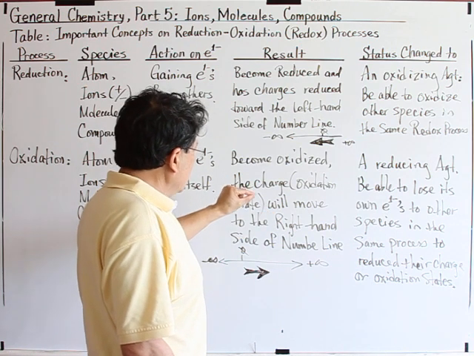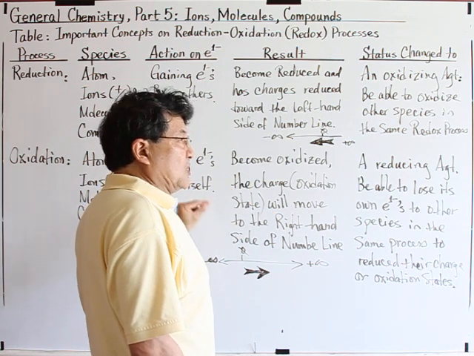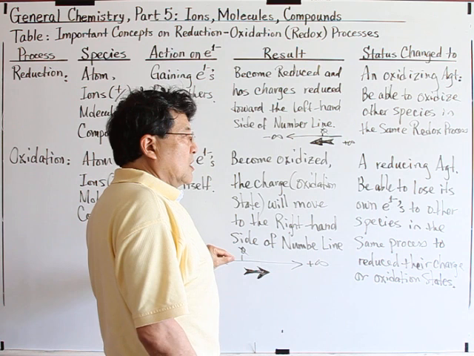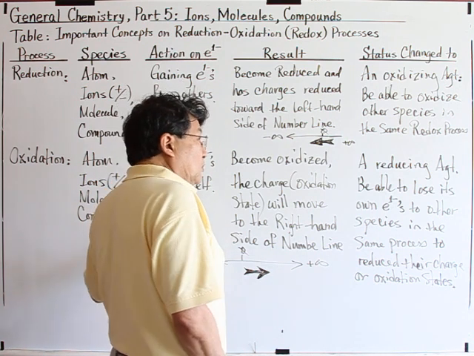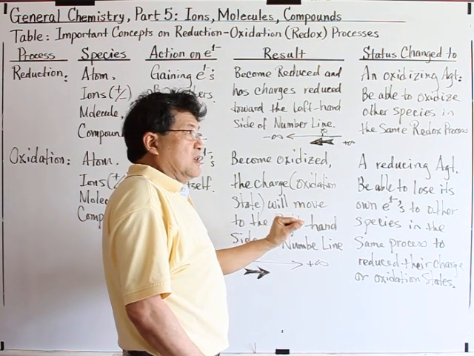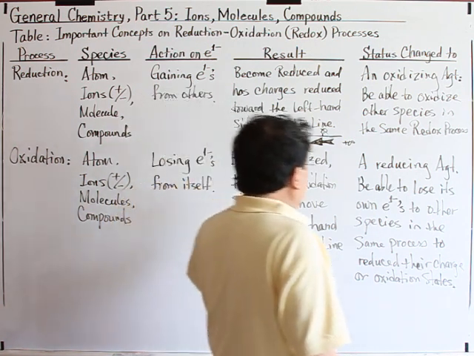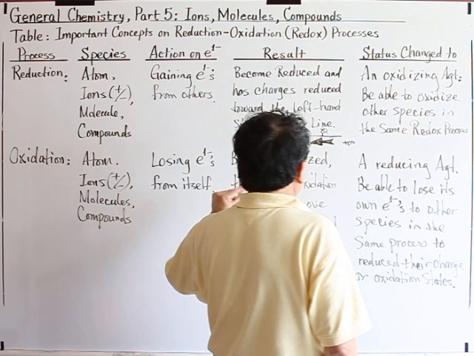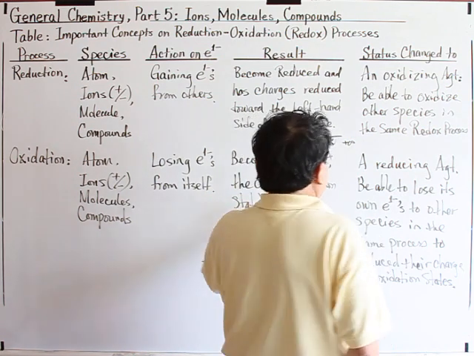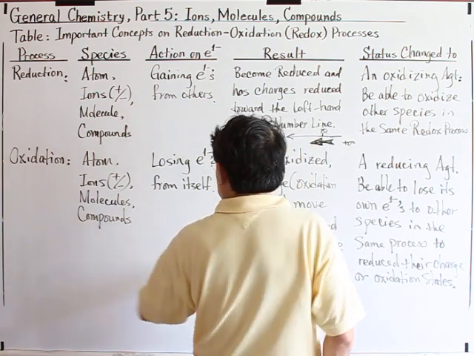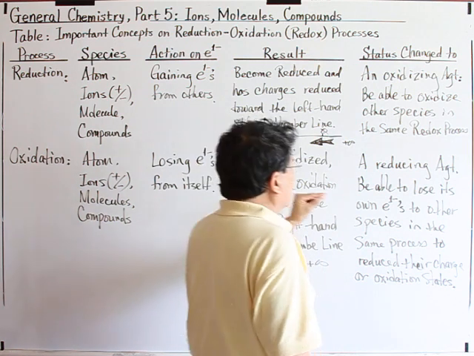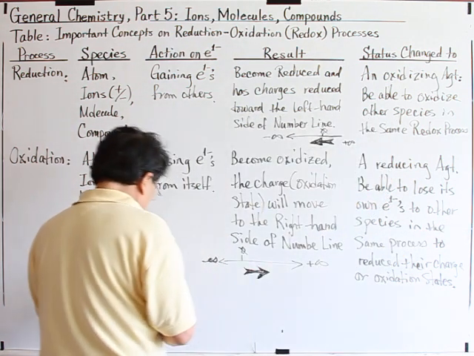Which means the oxidation state or charge will move from the left to the right-hand side on the number line. And so after that takes place, this species, by losing electrons from itself to others, we put here, to others.